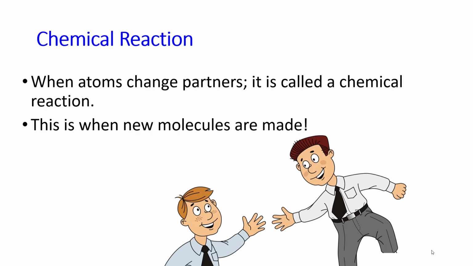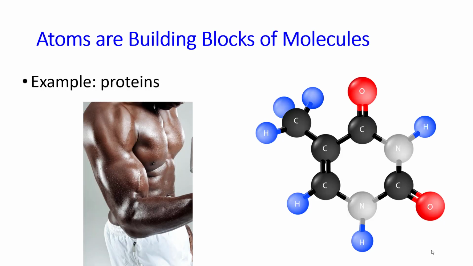Well, when atoms change partners, when they change who they're bonded with, we call it a chemical reaction. And of course, what just happened? We just made a new molecule. So here's an example of a molecule. This is an amino acid that helps to make proteins. And of course, our body has a lot of proteins. You know them as muscles, but there's a lot of other proteins.